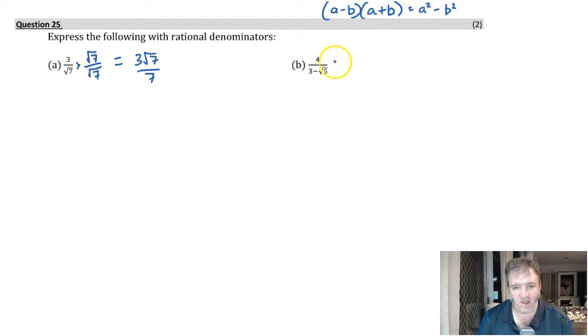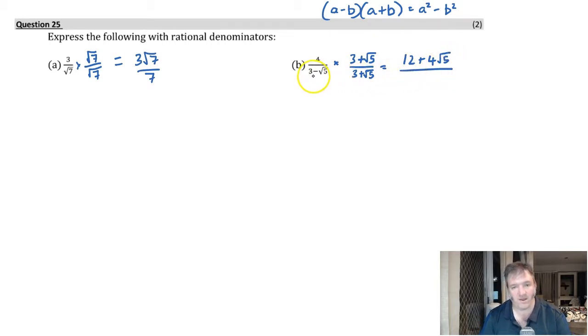So we multiply by the conjugate. Instead of 3 minus root 5, we call it 3 plus root 5. Do the same to the top and the bottom. What do I have then? 4 multiplied by 3 is 12, plus 4 by root 5 is, not surprisingly, 4 root 5.